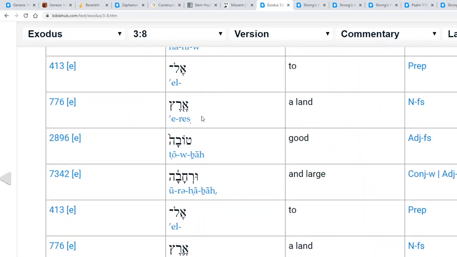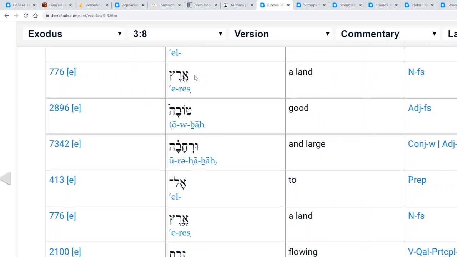It's emphasizing that. El is the preposition with the aleph. Eretz tova urachava, right? The word eretz again, the land tova urachava. Tova, we've had tov, good, many times. Tova is the feminine form because eretz is feminine, so the good land.